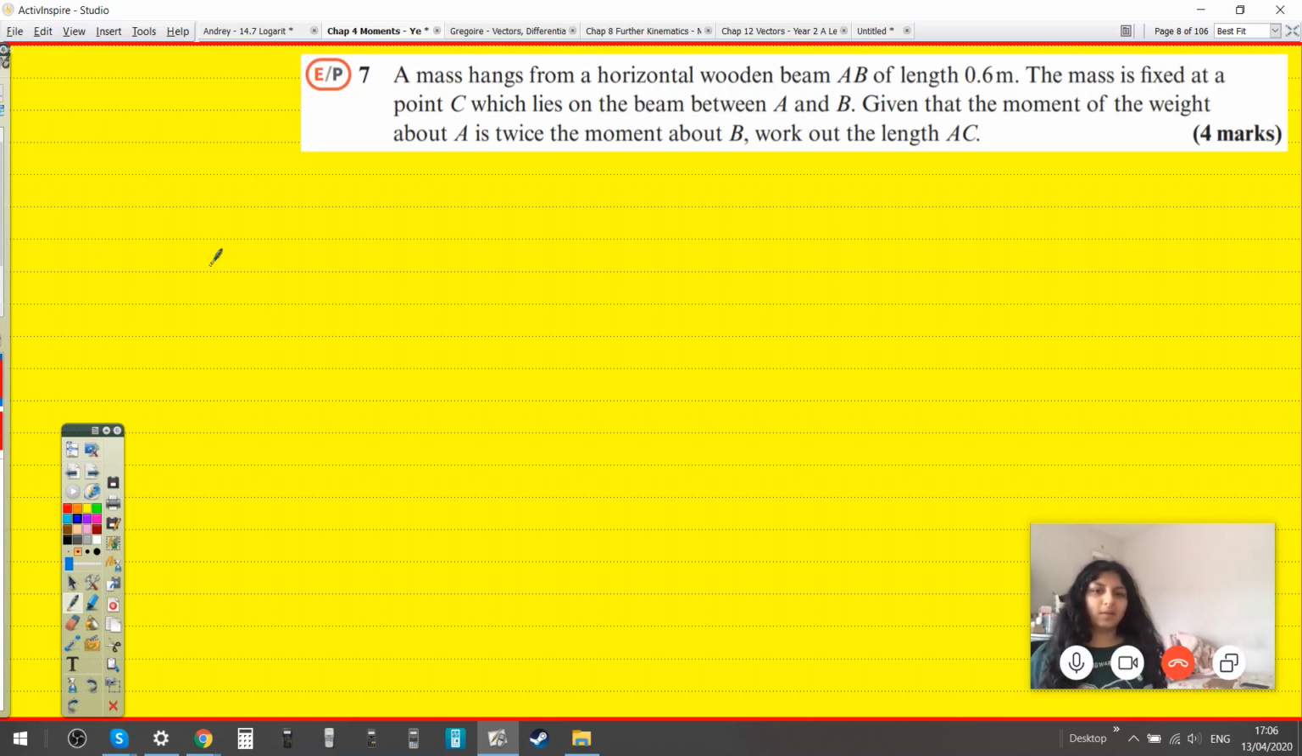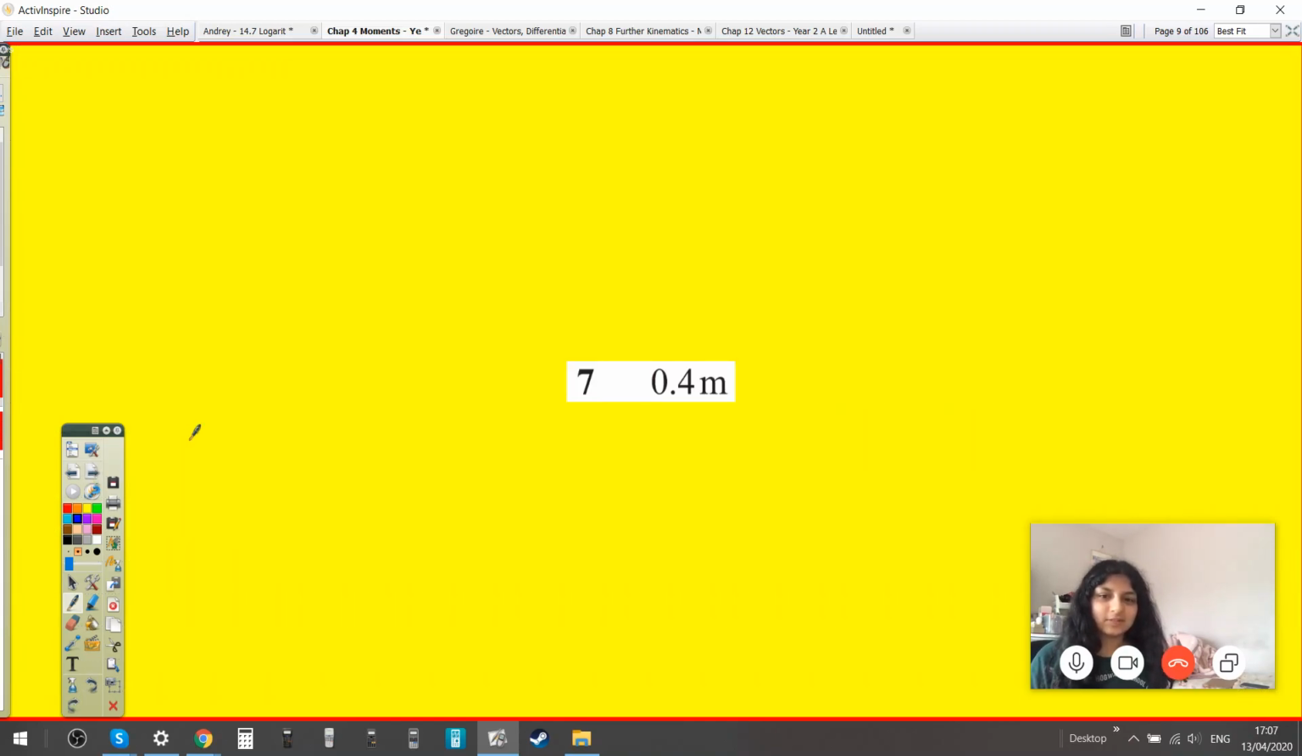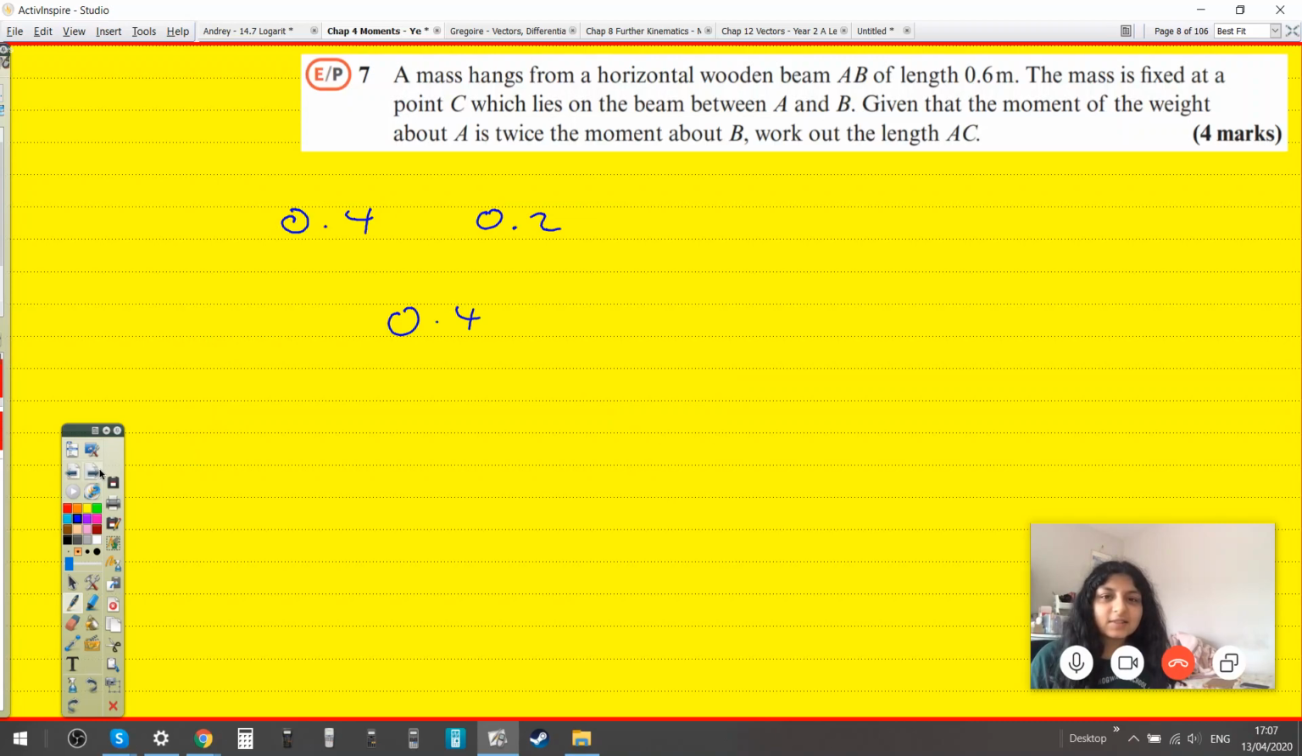So if the moment about A is twice the moment about B, then the distance between A and C is double the distance between A and B. It's actually a really easy question. Isn't AC just 0.4? And then BC is 0.2. So which one is AC? AC is 0.4 because it's longer. There you go. 4 marks.